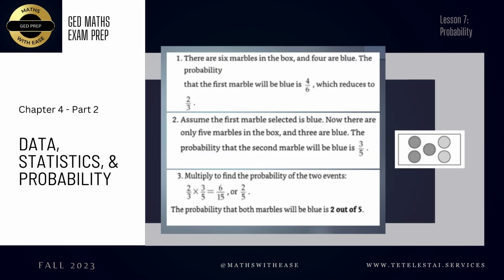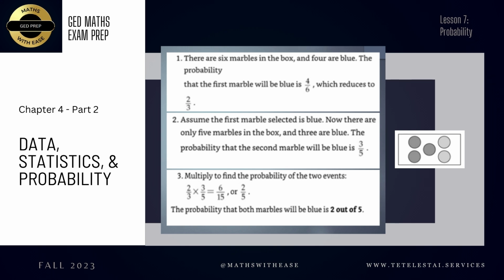So since there are 6 marbles in the box and 4 are blue, the probability that the first marble will be blue is 4 out of 6, right? Again, going back to our probability ratio, we know that 4 is the number of outcomes that we're interested in, and 6 is the total number of possible outcomes. So this reduces to 2/3. We recognize that 2 goes into 4 2 times, 2 goes into 6 3 times. So the first probability is 2/3.